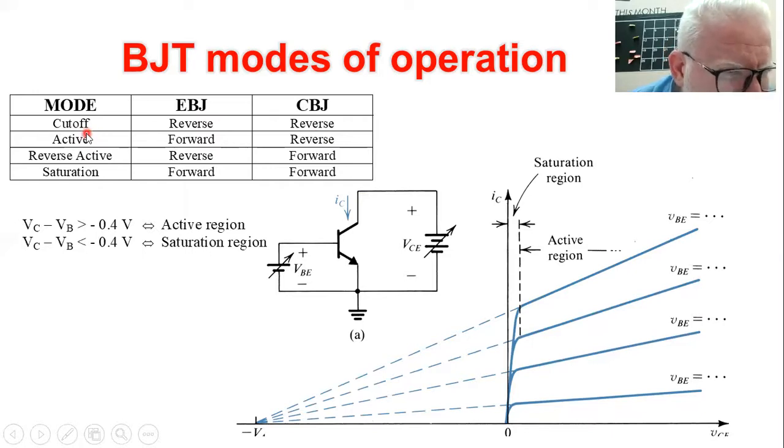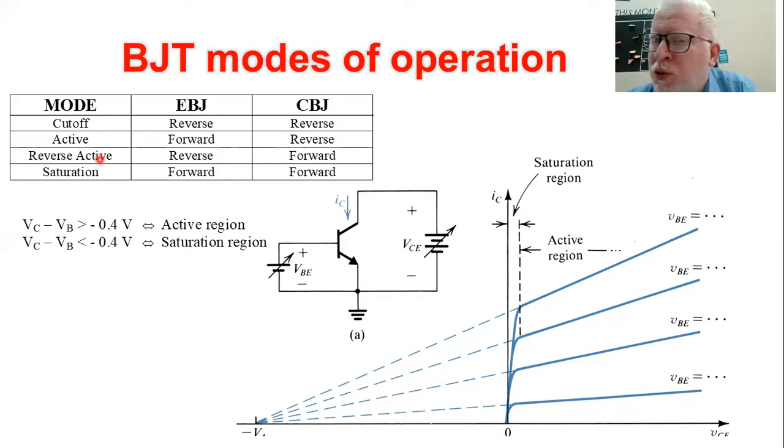Then we have the reverse active one. That's why we call it the reverse active, because we reverse the conditions of the active mode. So the emitter-base junction turns to be reversed, and the collector-base junction turns to be forward. This is maybe the most unused mode for a BJT. It's not so famous at all.